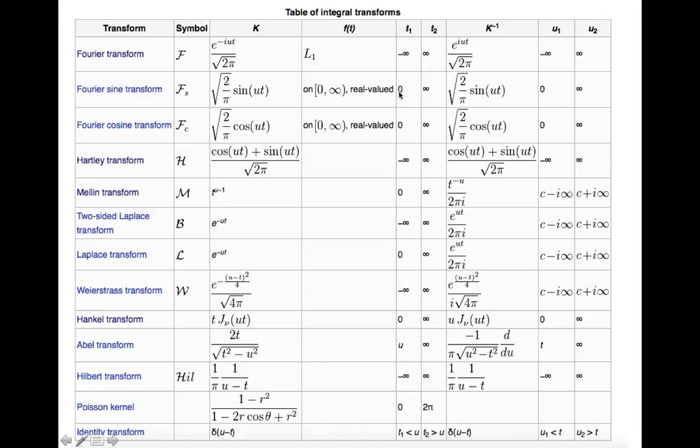Notice these are interesting because they don't run from negative infinity to infinity, they run from 0 to infinity. They have the advantage of being real valued, but they have the disadvantage of yielding incomplete information about a signal. The Hartley transform is sort of a combination of the Fourier sine and Fourier cosine.